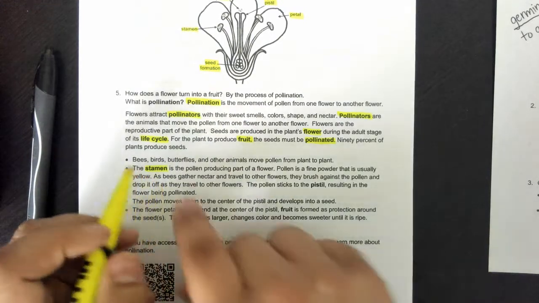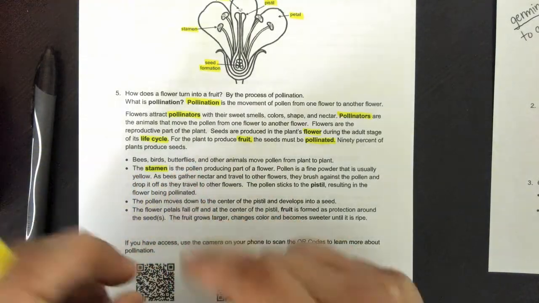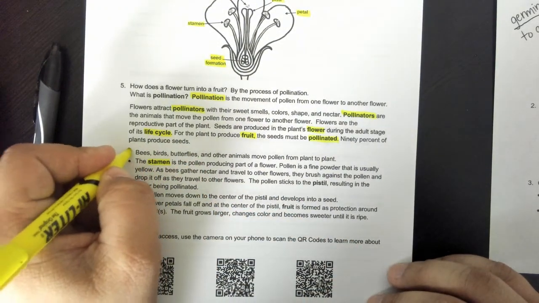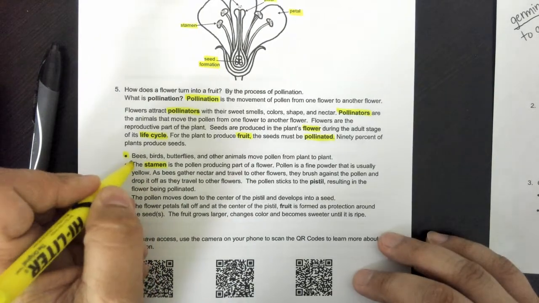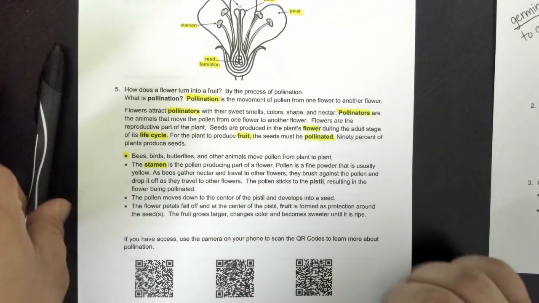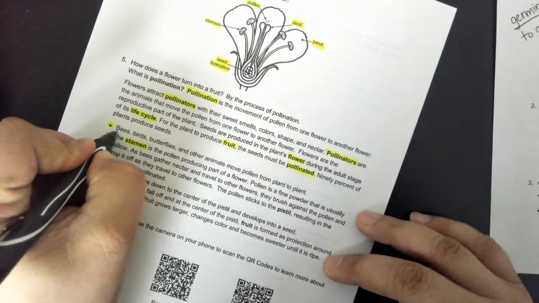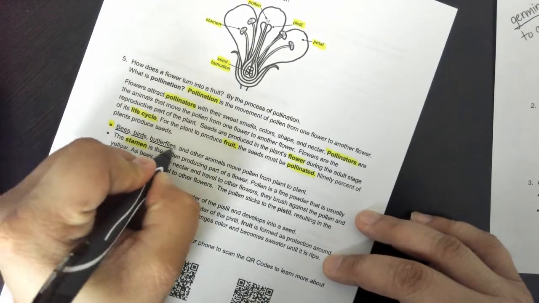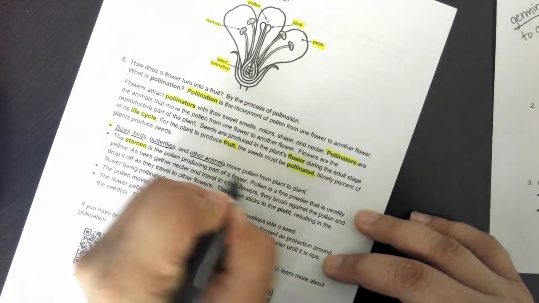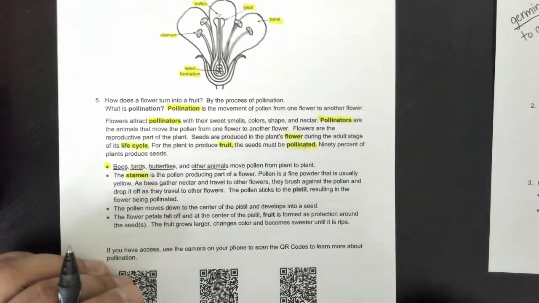Now sometimes some words are not bolded, but you may want to bullet point or highlight them, because it is important to know that these animals are the ones that actually transport the pollen from plant to plant.